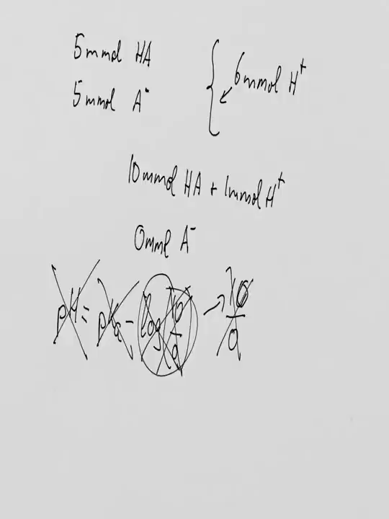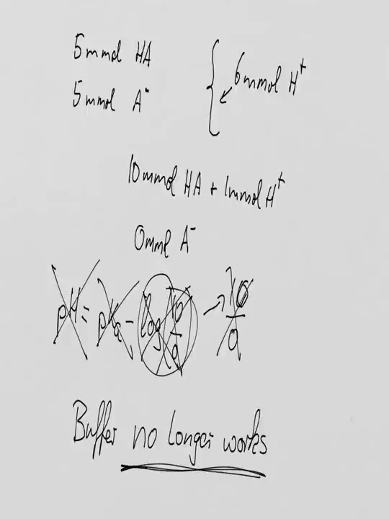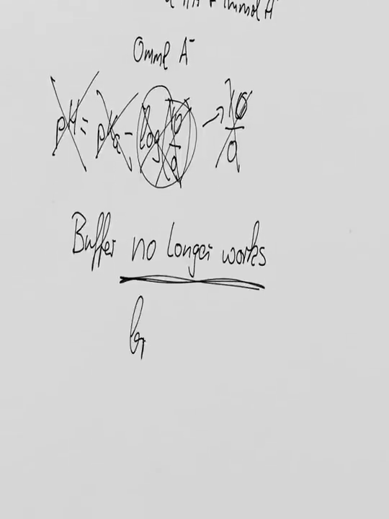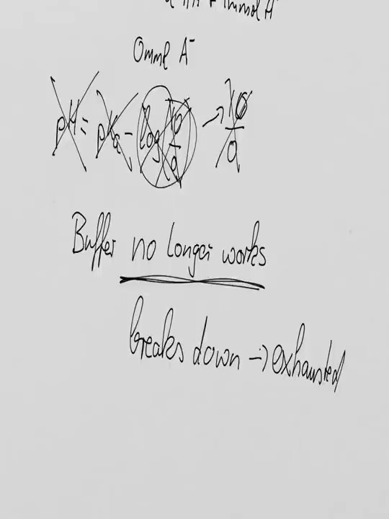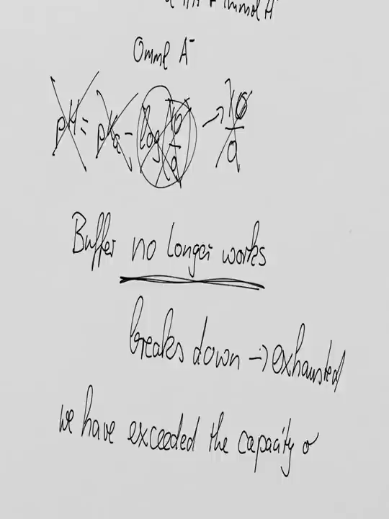What the heck is going on? In this case, your calculator is absolutely right. You can't calculate it. And in chemical terms, it means that the buffer no longer works. Chemists say the buffer breaks down. It's just simply exhausted. Buffer is dead. Because we have exceeded the capacity of the buffer.